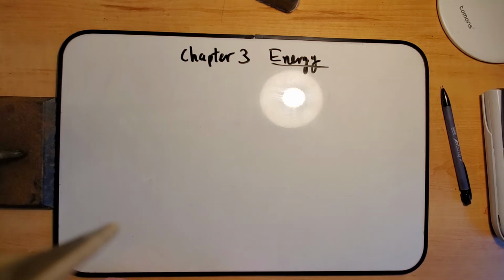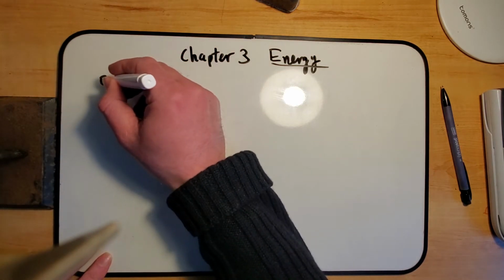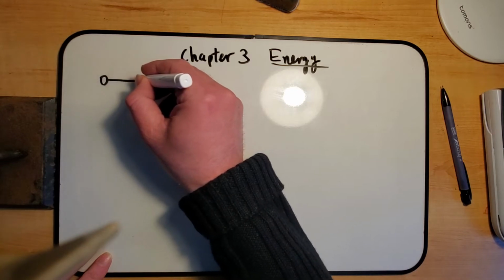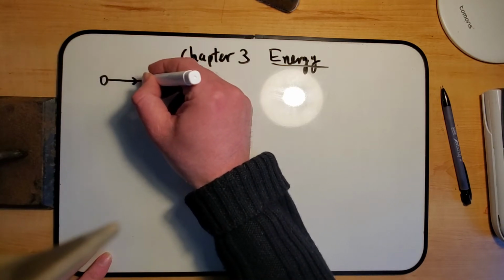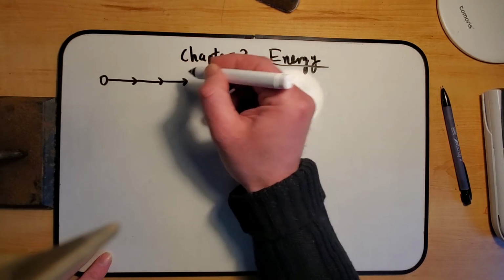Now, we start with chapter 3. We're going to start with an explanation of energy, and I'm going to explain what work is. The way I'm going to do it is, let's say I have some object and it travels with a certain velocity, and let's say it's a constant velocity.